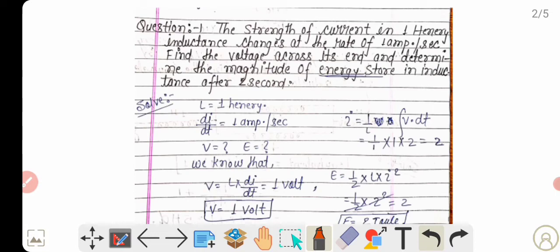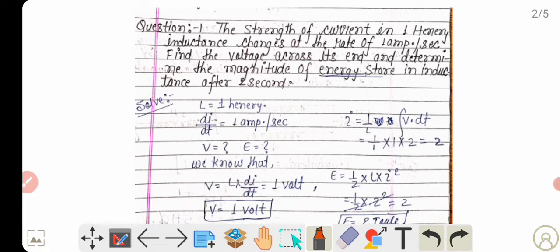Now, the first one is, as you can see here, the strength of current in 1 Henry inductance. Here the value of inductance is given, that is 1 Henry. The current changes at the rate of 1 ampere per second, meaning the value of di by dt is also given. We have noted it down. Now find the voltage across its ends. As we know, V is equal to L into di by dt. So by putting the values of L and di by dt, we find the voltage across the inductor, that is V is equal to 1 volt.